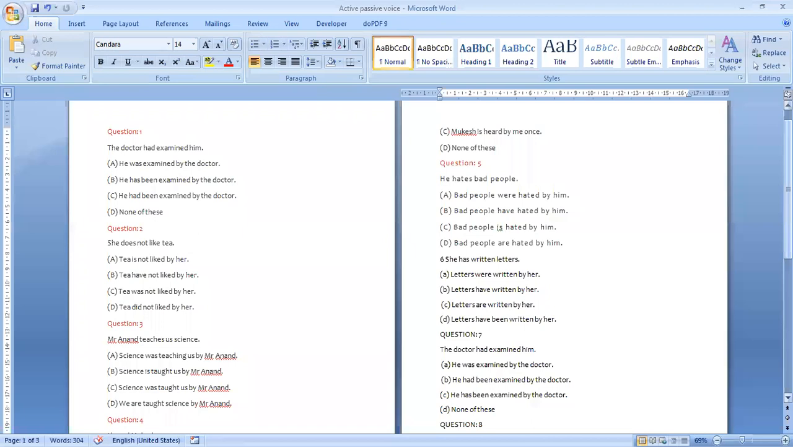Okay. Solve 1, 2, 3, and then on the right hand side, you can solve 5th, 6th, and 7th. And then I'll show you the 4th and 8th one. Because if I reduce the font, you won't be able to read it.